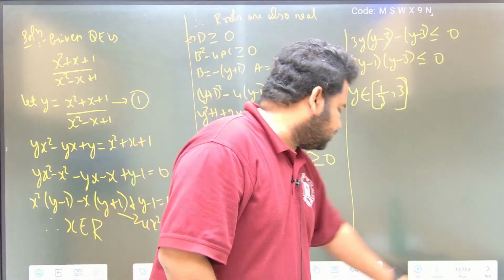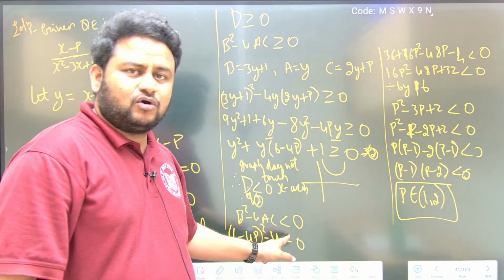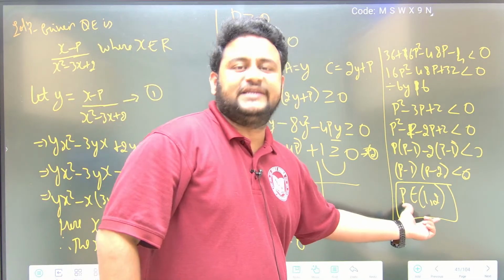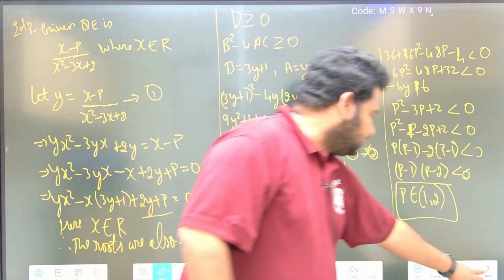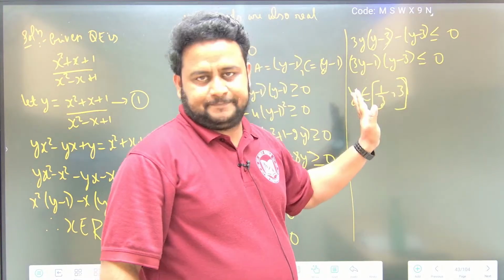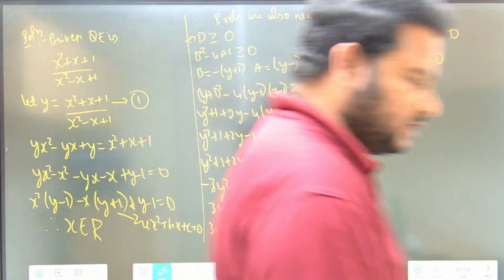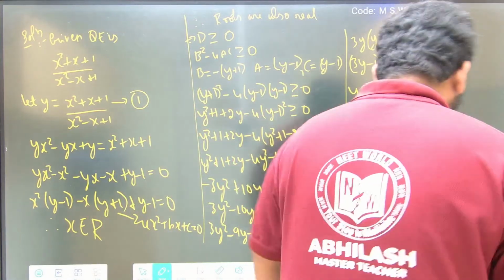But in the question which we solved earlier, it is less than 0, it is not equal to, so that's why it becomes an open interval. Clear, friends? See here, y belongs to 1 by 3 comma 3. So this is how you got to solve this question. I hope it is clear. Let us move to the next question, friends.